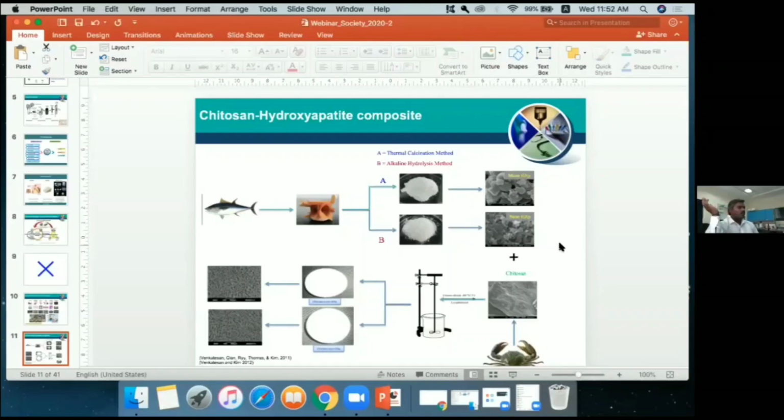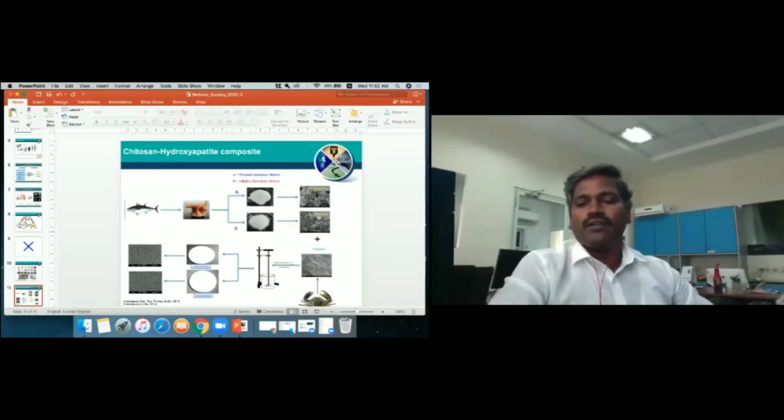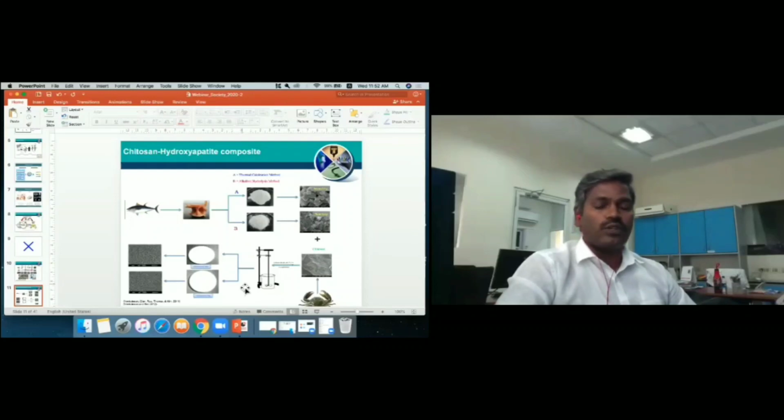One is micro hydroxyapatite, and another one is nano hydroxyapatite. And just mixing with chitosan, which is derived from crab shells, we can make scaffolds which are more porous, and this porosity can be utilized for nutrient supplement and also for blood flow.